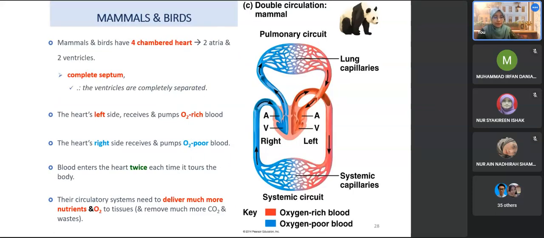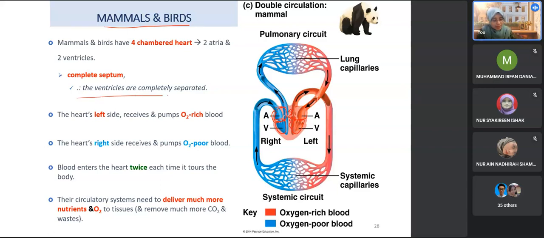Next is for mammals, and also birds. Mammals and birds have a 4-chambered heart: 2 atria, the right atrium and left atrium, and the right ventricle and the left ventricle. The 2 sides of the heart are separated by a septum, a complete septum.